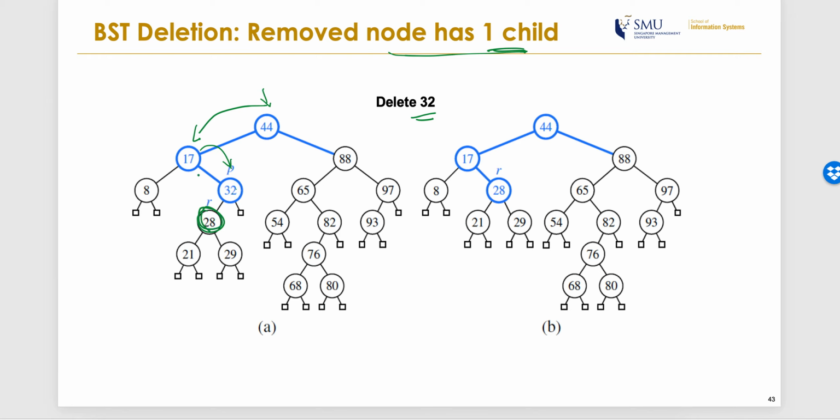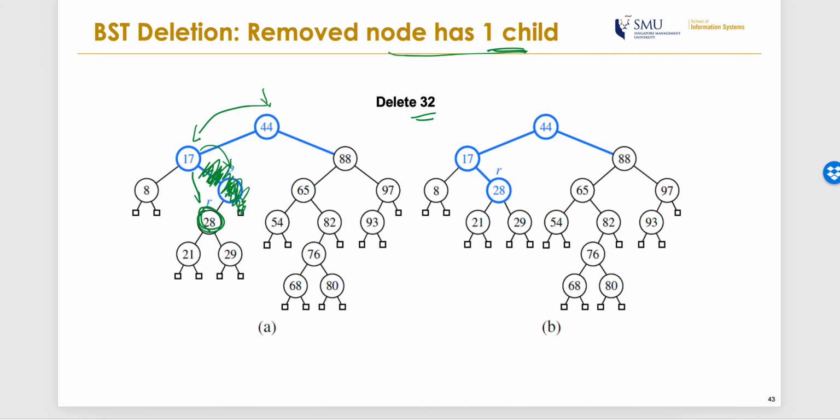So now what if we just want to remove 32? In that case, we can just directly link 17 to 28, and then cancel this link to 32, right? Now if we do it in that way, then we pretty much get the tree on the right, where we have bypassed that.